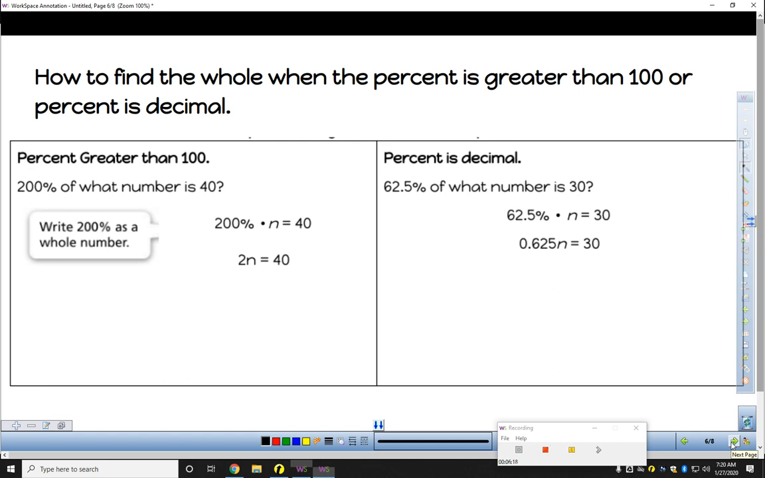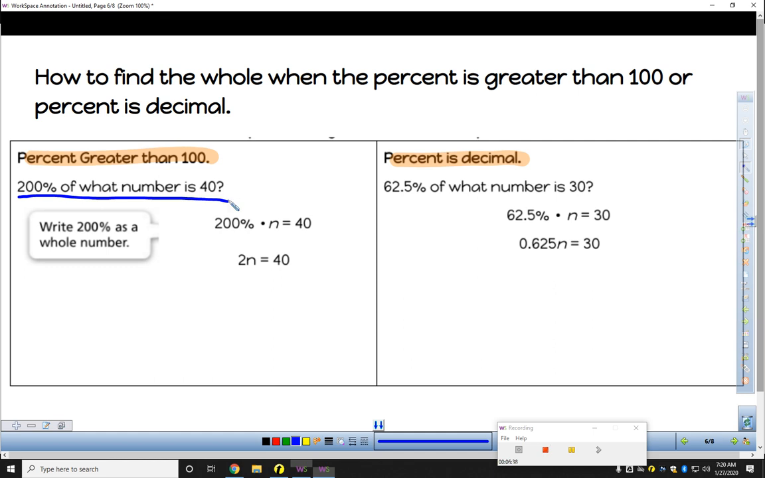Okay. So we're going to need to do a little bit of highlighting and a little bit of fixing on this particular page. First, let's highlight that this is how we're going to find the whole if the percent is bigger than 100 or if the percent is a decimal. And then the second thing I want to point out is that this question that I'm going to underline is technically different than the one written in your notes. I made a typo in the notes and I fixed it after I printed and made copies. So please fix the underlined question that's there.